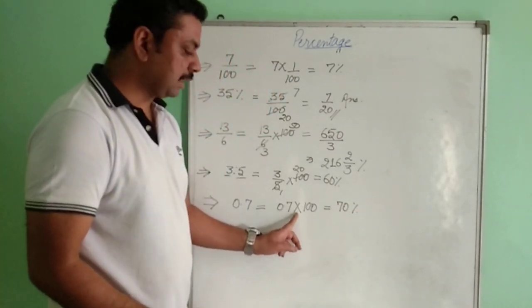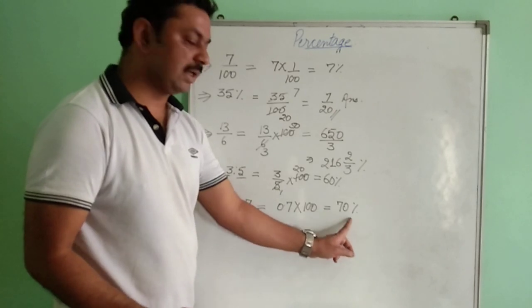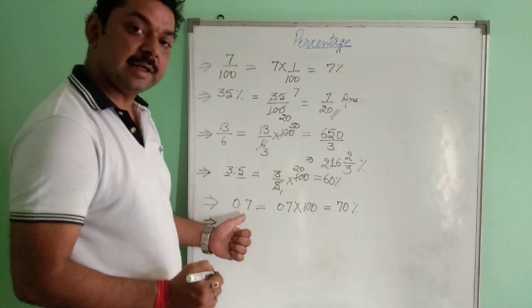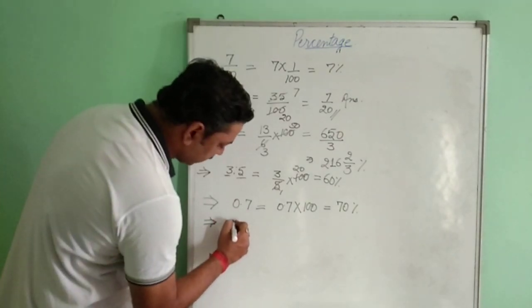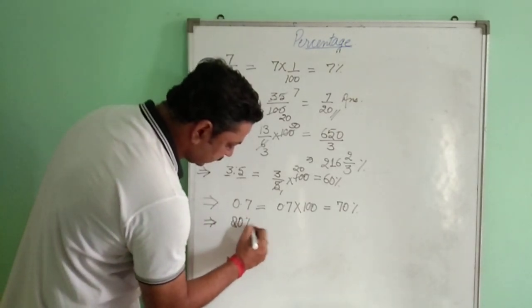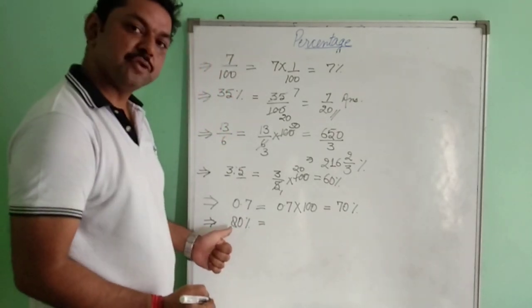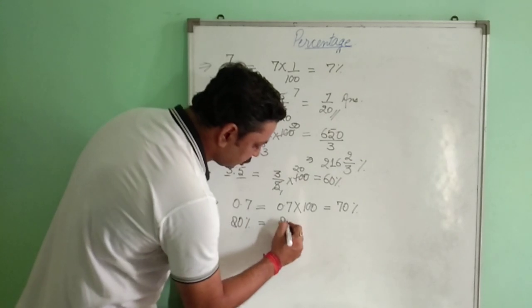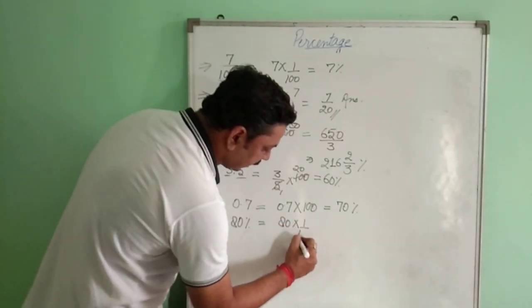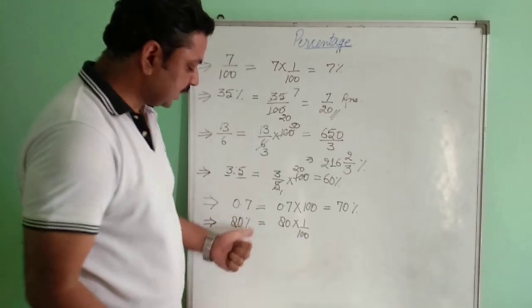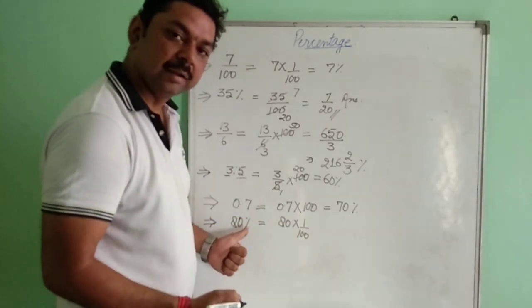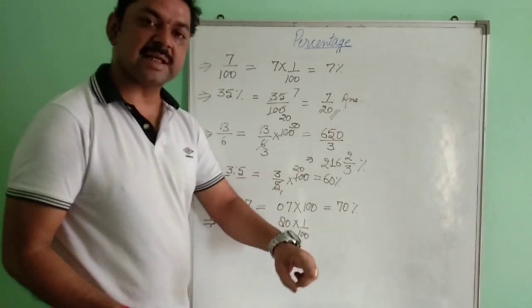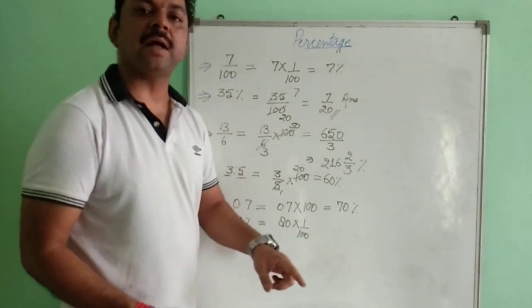0.7 multiplied by 100 equals 70%. Now, if you have a percentage value, for example 80%, and you need to convert it into a decimal, that will be 80 multiplied by 1 upon 100. Because I have told you before, whenever you remove the percent sign, you multiply by 1 upon 100, and when you have to put the percentage sign, you multiply by 100.